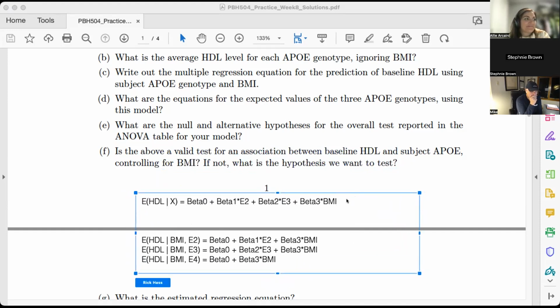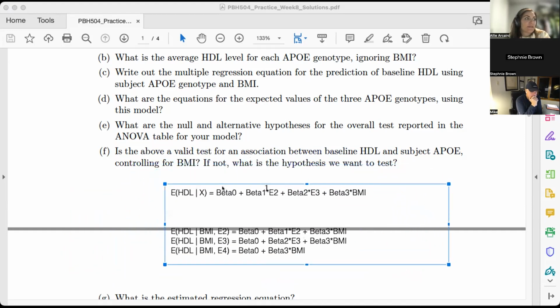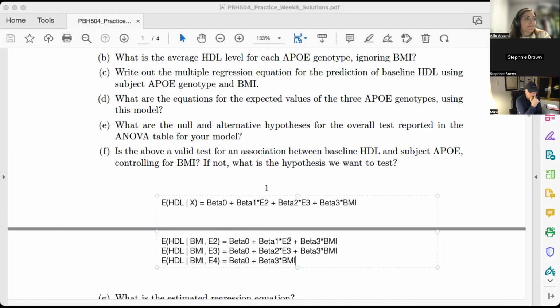So what I was typing is, right, this is our full equation here, the top one. And then to get the equations for each group, for E2, we set E3 equal to 0. That beta goes out of the model. And so the expected value for HDL for E2 is going to be beta 0 plus beta 1. Really, it's just plus beta 1. We don't even need the E2 in there.